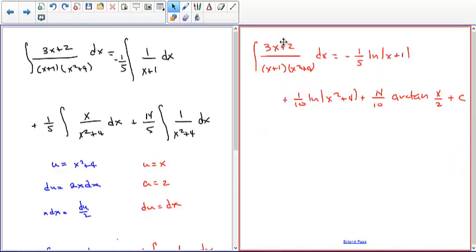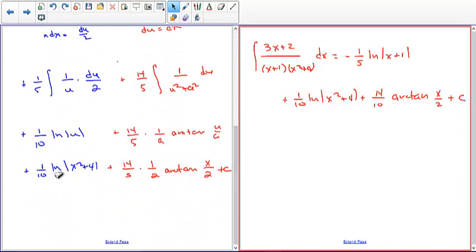So the integral of 3x plus 2 over x plus 1 times x squared plus 4 dx is the integral of this, which is negative 1/5 times the natural log of the absolute value of x plus 1. The second integral we just did, it's 1/10 natural log of x squared plus 4. Here you get 14 over 10, which we could simplify to 7 over 5, times 1 over 2, arctangent of x over 2, plus c. So let's just show this, 7 over 2.